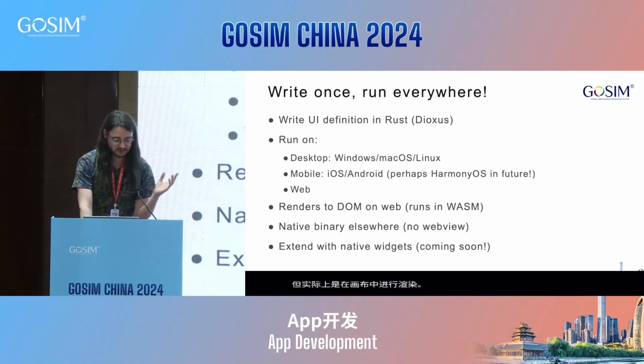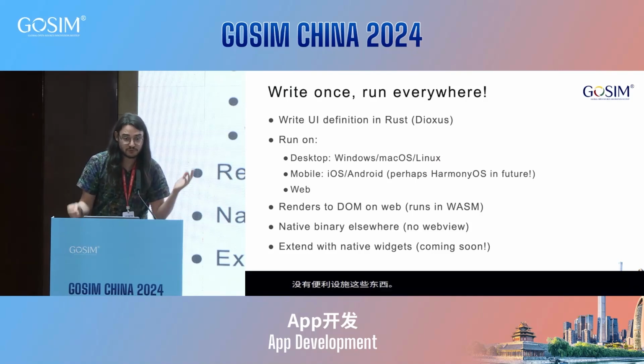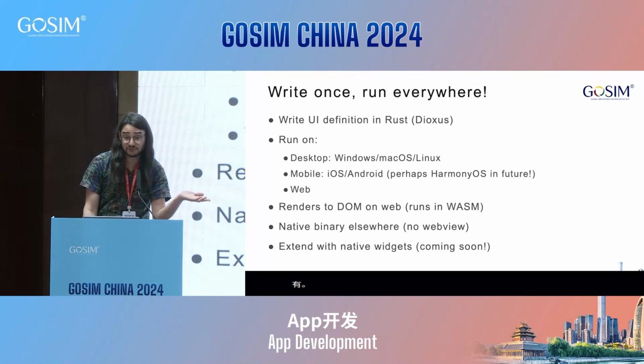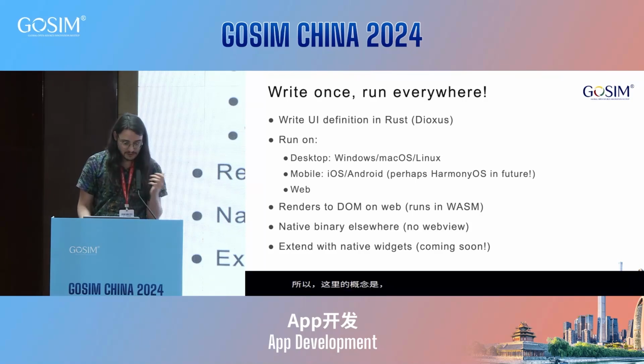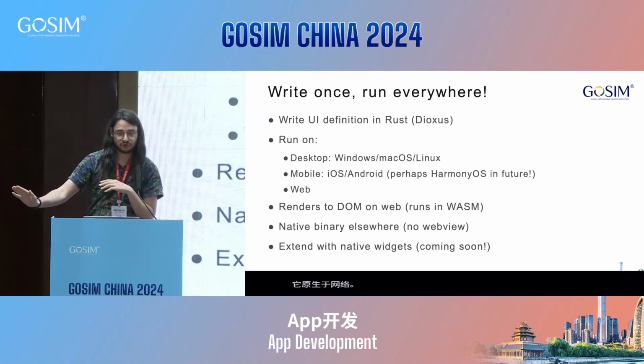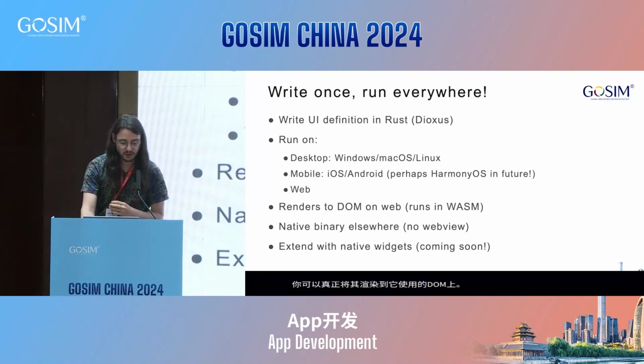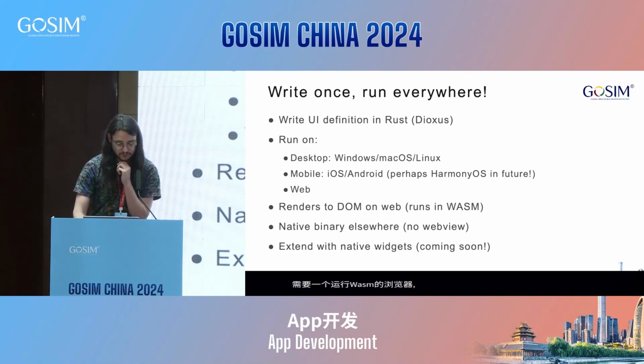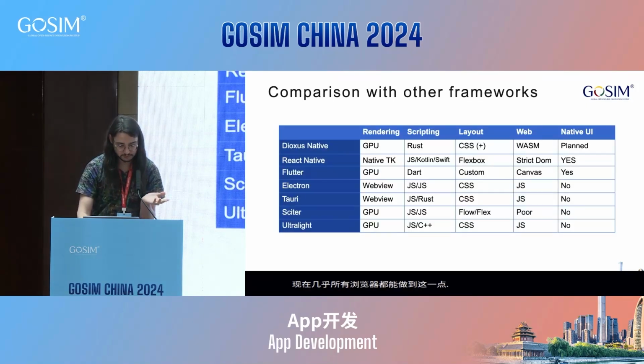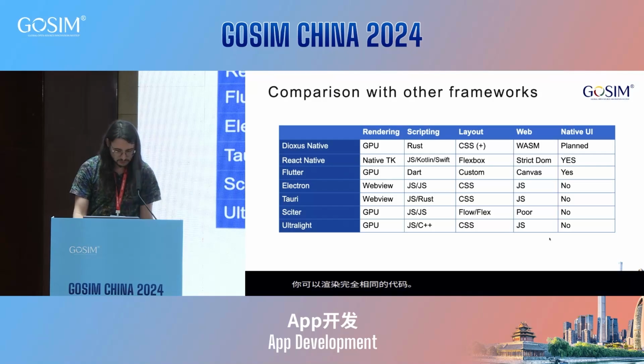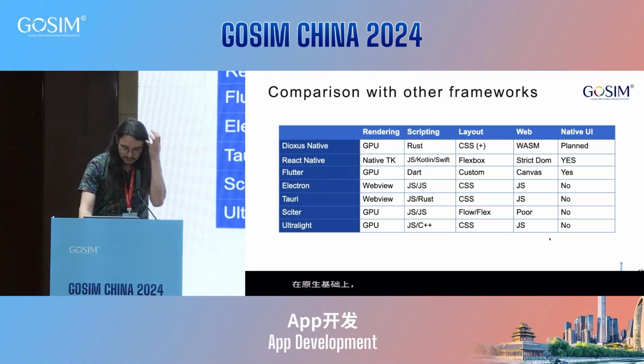The idea here is that Dioxus is native to the web. You can really render to the DOM. You need a browser that runs WASM, but that's pretty much everything these days. And then you can render the exact same code on native with some kind of progressive enhancement that you don't really get with a web view. I've got a bit of a comparison table here.